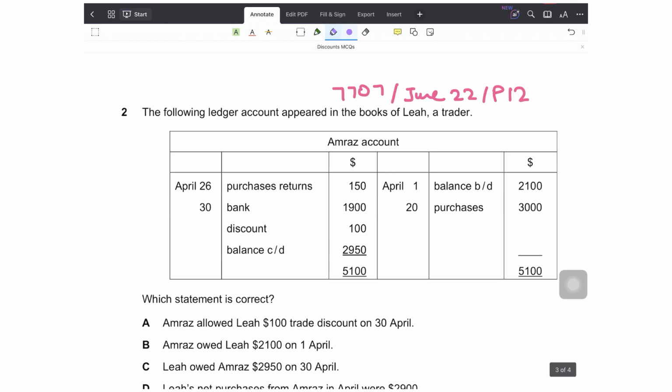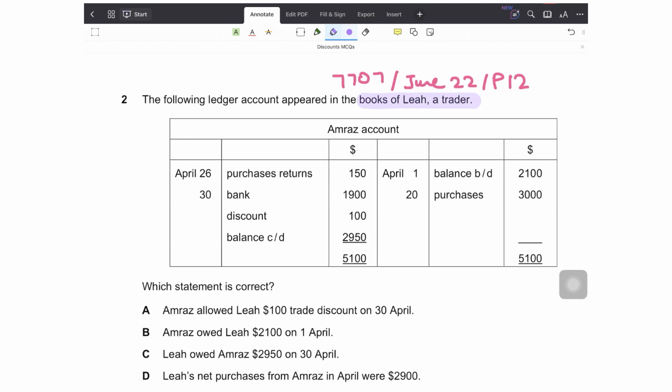Next question says, the following ledger account appeared in the books of Leah, a trader. Okay, so Leah is a trader, and in her books there's a T account with the name of Amraz. Now let's have a glance at the T account. On 1st April, there's an opening balance on the credit side 2100. Then there are some purchases. So who is purchasing from whom?